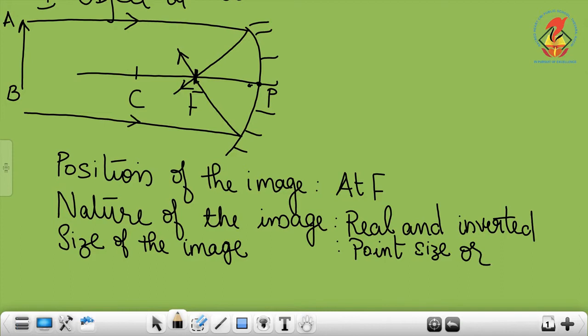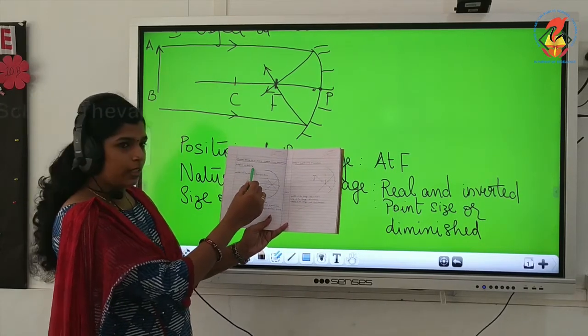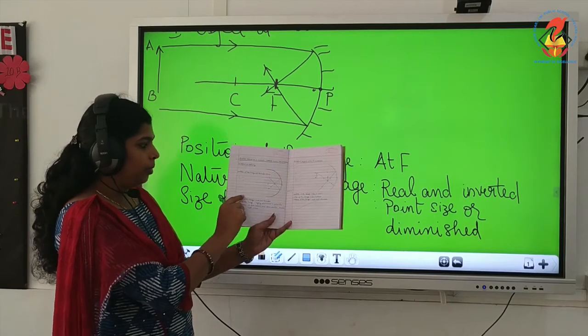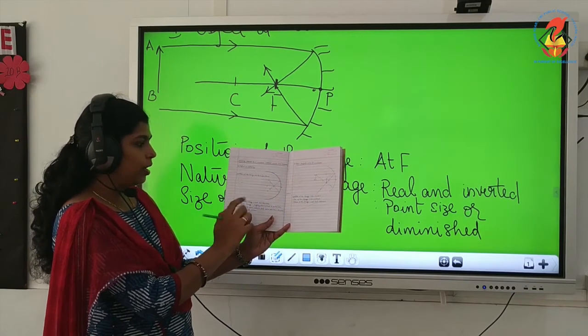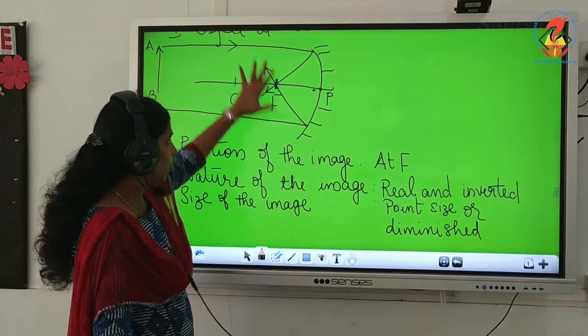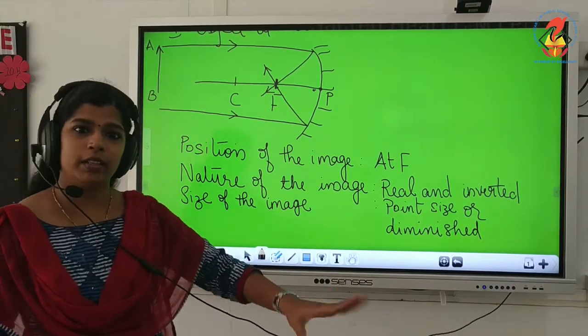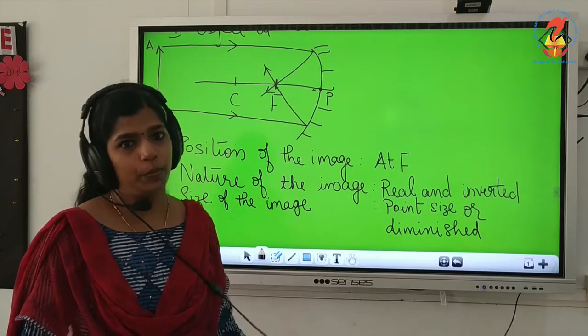Point size or diminished. So, when you draw it like this in one page, write the heading like this, draw the diagram, write the nature, position and size of the image. That should be in one page. Take the next page and write the next position of the object.